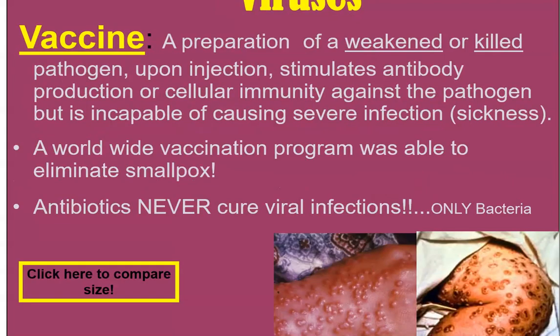All right, so a vaccine is a preparation, and I'm sorry, I should have warned you guys about these pictures, but a vaccine is a preparation of a weakened or killed pathogen. Upon injection, it stimulates the antibody production or your cellular immunity against the pathogen, but it's incapable of causing severe infection or sickness. So when you get a vaccine, it's a weakened or killed version of the virus that they insert into you.